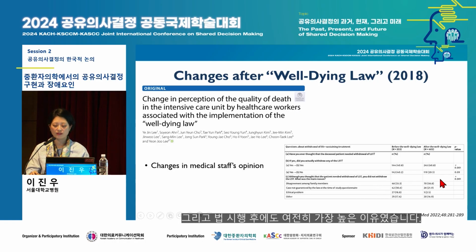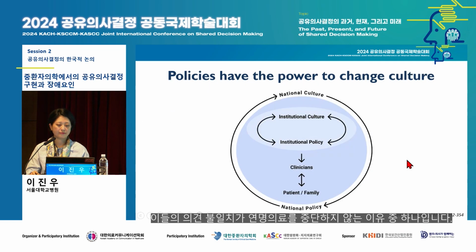the law was enforced. So in the critically ill, the main decision is not made by the patient, but is still made by their surrogate decision makers. And if they have a disagreement, it's one of the reasons that life-sustaining treatment is not discontinued.